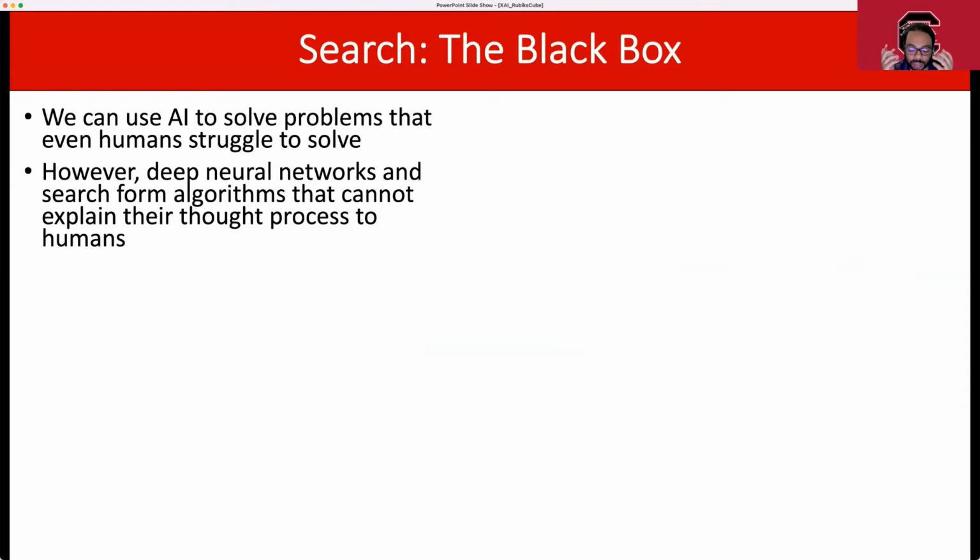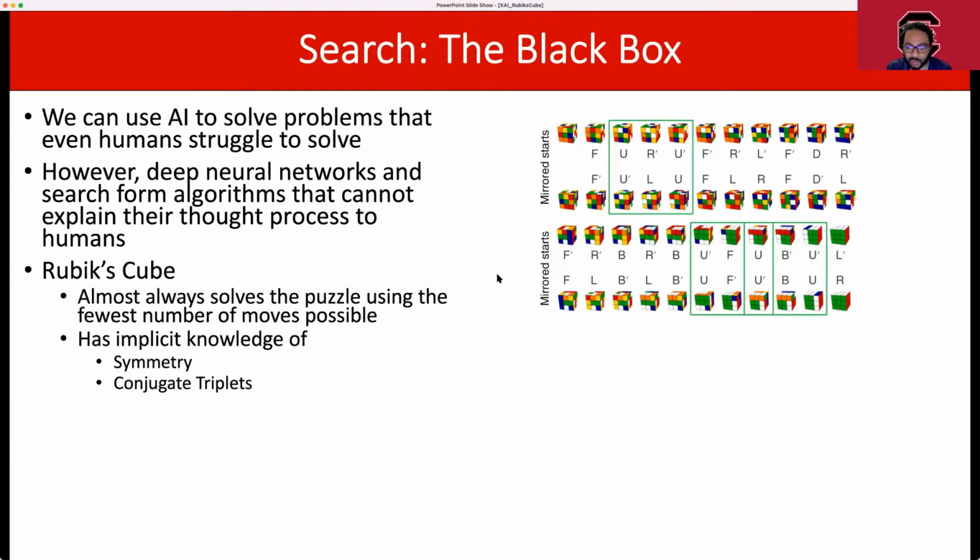So part of the reason this is the case is because we use these deep neural networks, which are complicated nonlinear functions, so it's really hard to interpret what's going on. And we also use search methods, in this case A-star search, which just looks ahead, plans different paths, and finally finds a goal, but it doesn't have any explainable element to it.